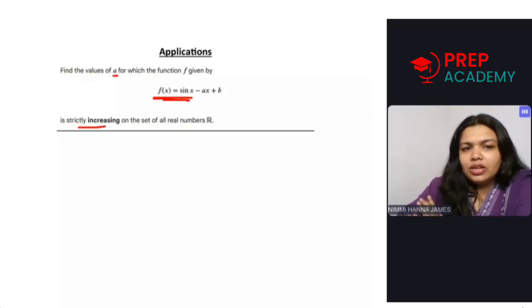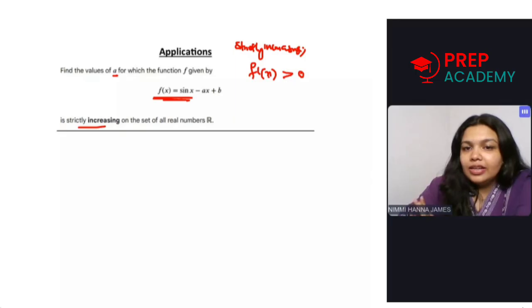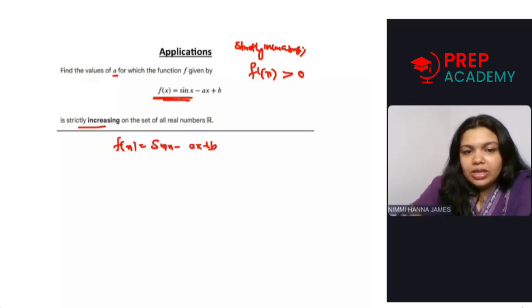So what is the condition for a function to be strictly increasing? If a function is strictly increasing, it means that f dash of x is greater than 0. By definition, a function is strictly increasing if f dash of x is greater than 0. So we can find f dash of x. It is given f of x is equal to sin x minus ax plus b. So f dash of x is the differential of sin x, which is cos x, minus ax. a is a constant, so a into x into 1.